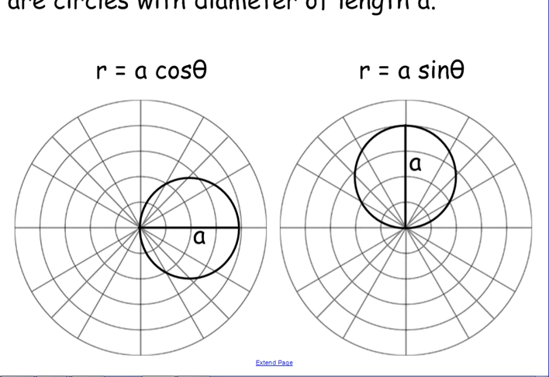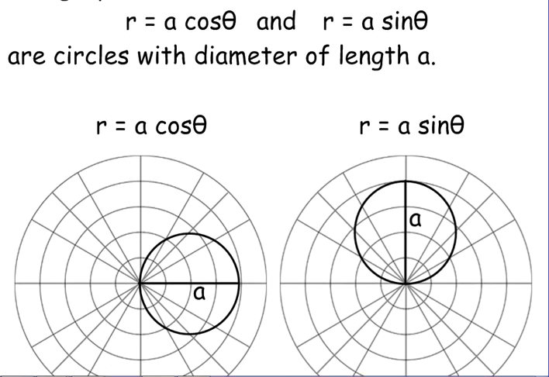We did look at some equations where we ended up with both sine and cosine. That's when it's going to move it off of an axis. But these are kind of the special graphs you need to be familiar with. So cosine goes with x, so it's centered on the x-axis. Sine goes with y, it's centered on the y-axis. And the diameter is length a.